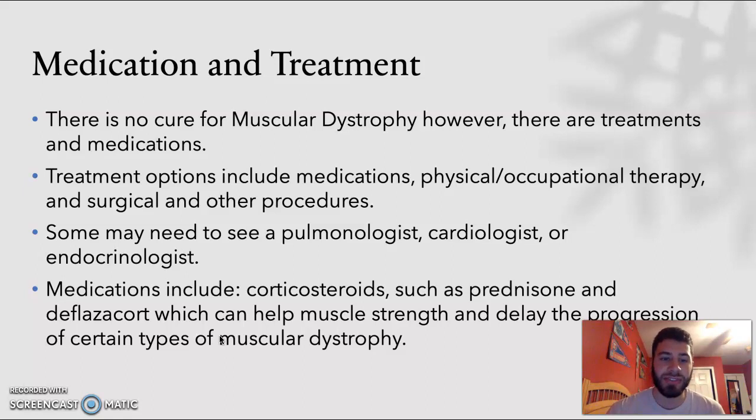And some of the medications include corticosteroids, such as prednisone and deflazacort, which can help muscular strength and delay the progression of certain types of muscular dystrophy.